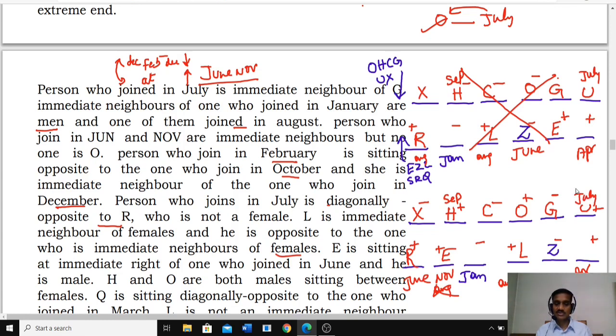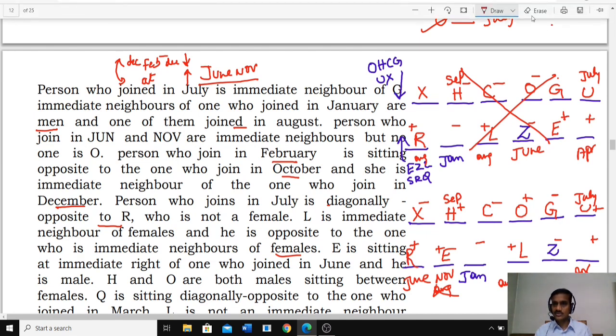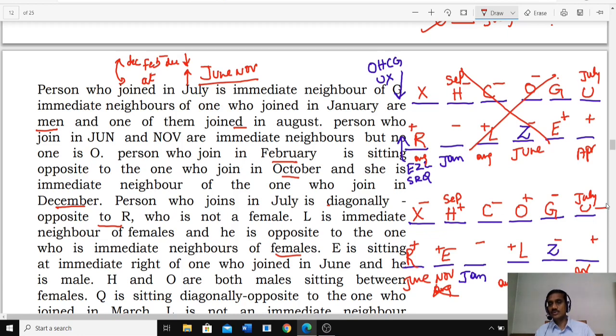Because we have 6 males and 6 females. Then X, H, C, O, G and R, E. Now U is a female. Done with this, U is a female.